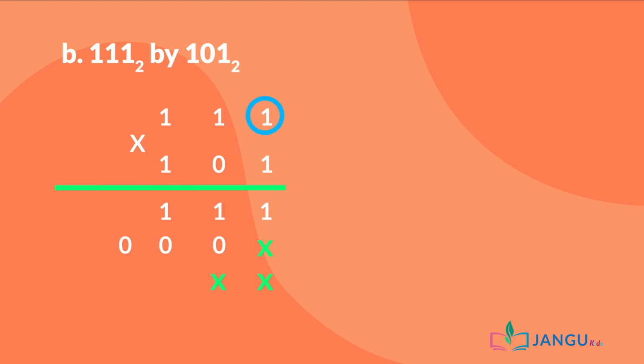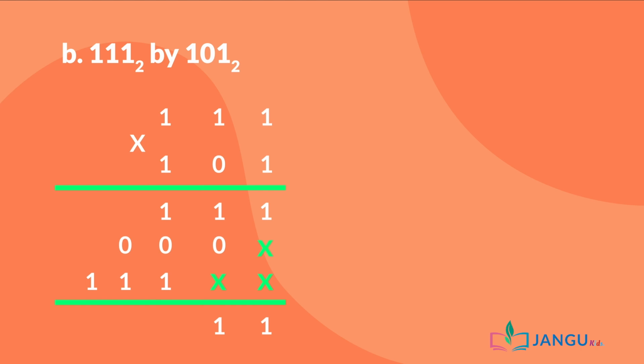1 times 1 is 1. 1 times 1 is 1. 1 times 1 equals 1. We then add the partial products. Starting from the leftmost column, we bring down 1 since x does not have a value. 1 plus 0 is 1.